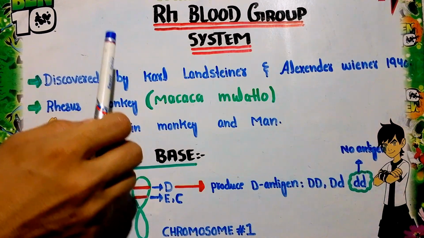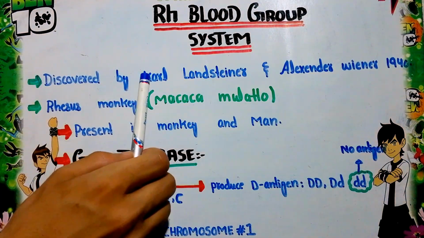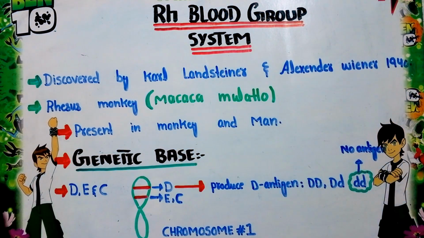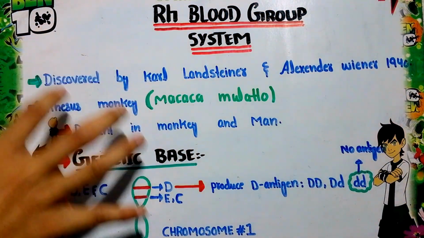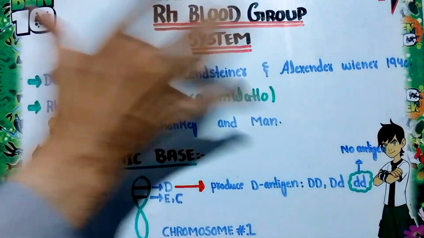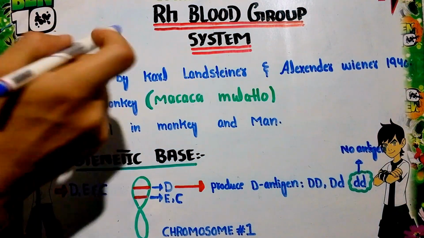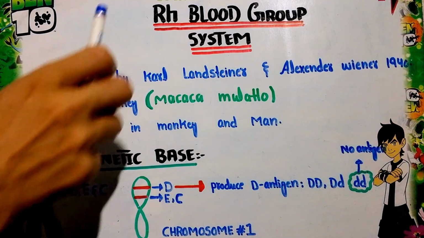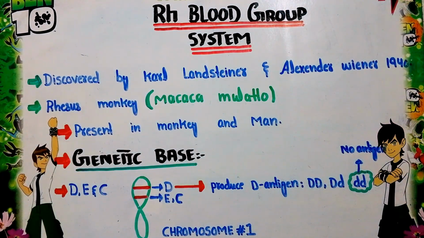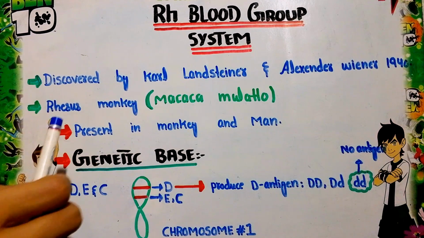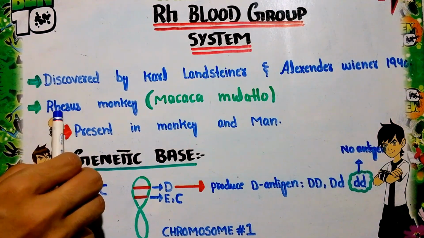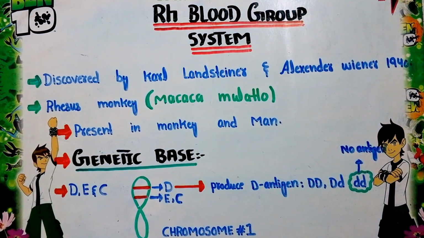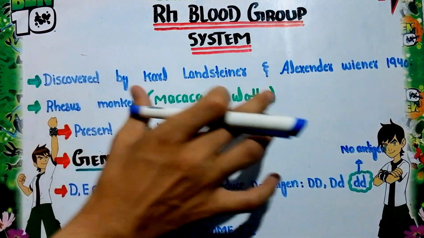This Rh blood group system was discovered by Karl Landsteiner and Alexander Wiener in 1940. Now, this is about the discoverers. Why is it called the Rh blood group system? The reason is that this blood group system was first discovered in a monkey called the rhesus monkey. The scientific name of that monkey is Macaca mulatta.